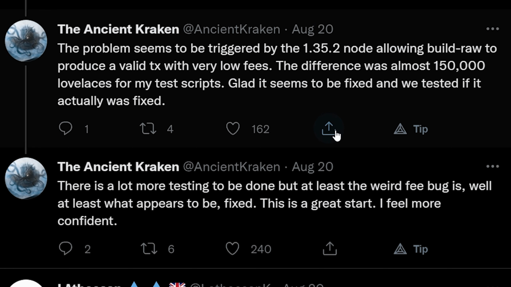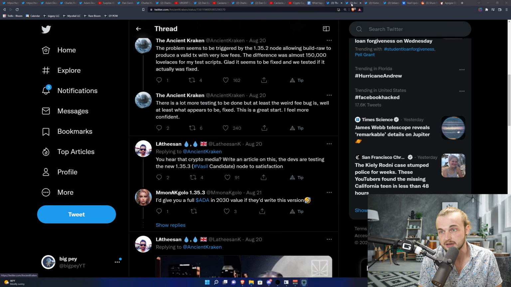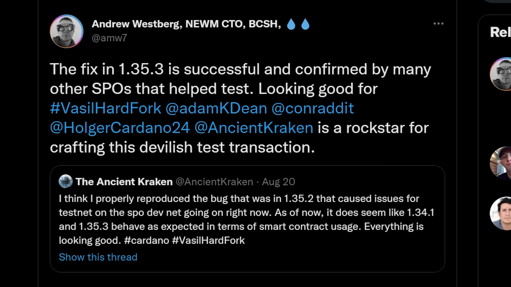"Glad it seems to be fixed, and we tested if it was actually fixed. There's a lot more testing to be done, at least with the weird fee bug." And then we got another response from Andrew here. "The fix in 1.35.3 is successful and confirmed by many other SPOs that help test. Looking good for the Vasil hard fork."